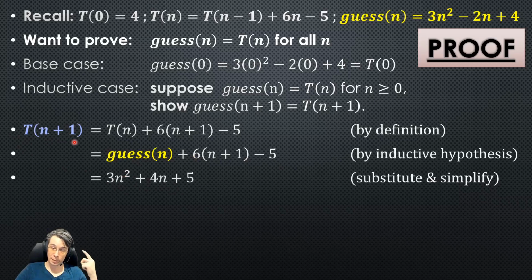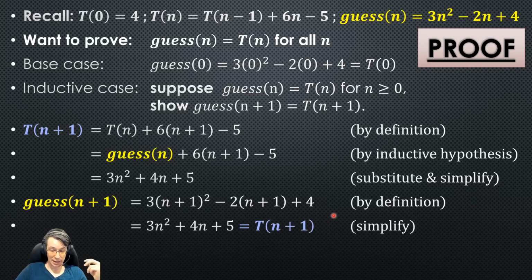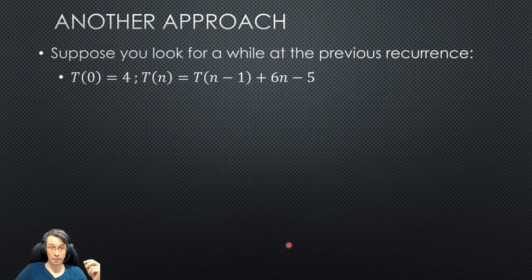Let's get a closed form expression for guess of n plus 1 and see if it's equal to this. So guess of n plus 1 is 3 times n plus 1 squared minus 2 times n plus 1 plus 4, okay? And if we simplify that, we end up with 3n squared plus 4n plus 5, which is exactly our t of n plus 1. That's our proof. We've proved that guess of n plus 1 is equal to t of n plus 1, so by induction this holds for all values of n. Okay, so that was guess and check, or the check was an inductive proof.